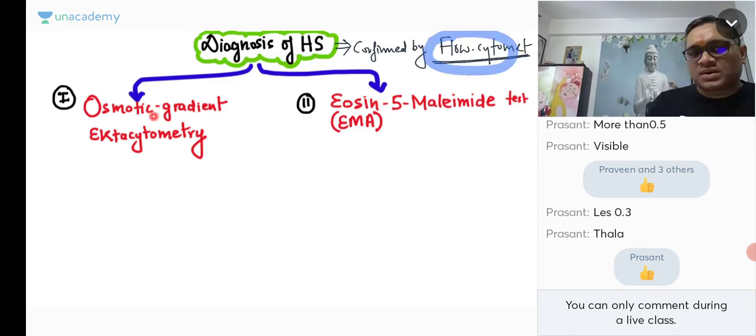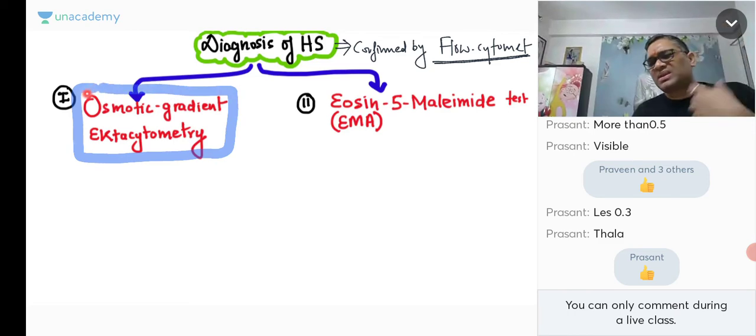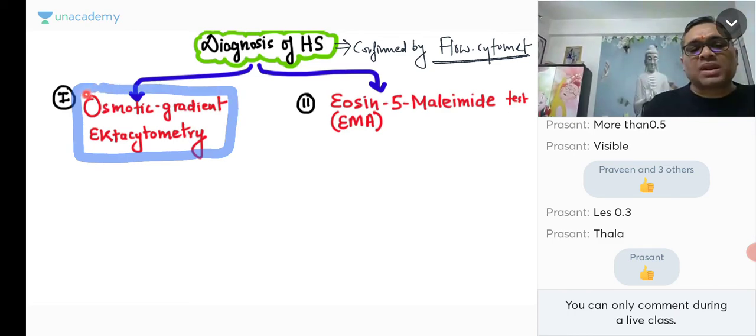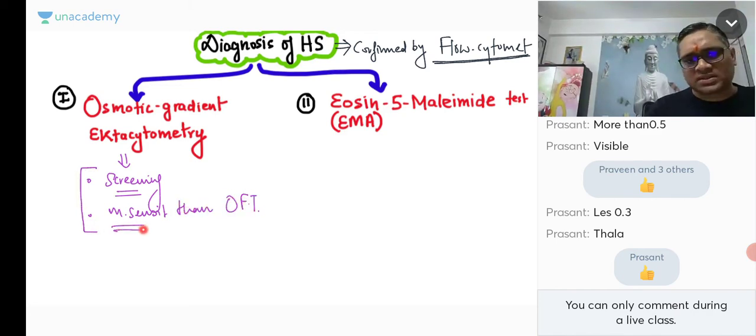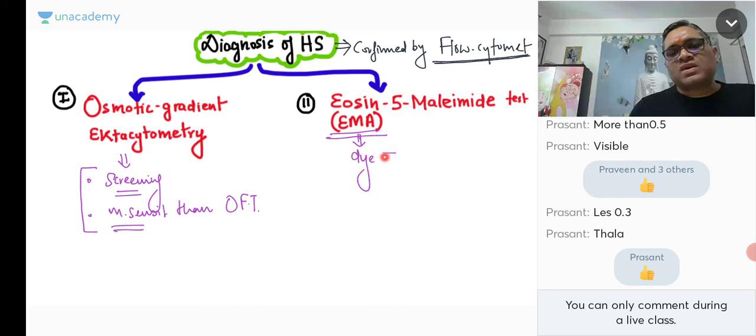There is another test, osmotic gradient ektacytometry, which is a mechanical method. Just remember the name, because this name has been mentioned in the JEE exam. This is one of the important tests for screening, not for confirmation. The important thing to remember is that it is more sensitive than the osmotic fragility test. Eosin-5-maleimide is a dye, and this dye is used in the diagnosis of hereditary spherocytosis by flow cytometry.